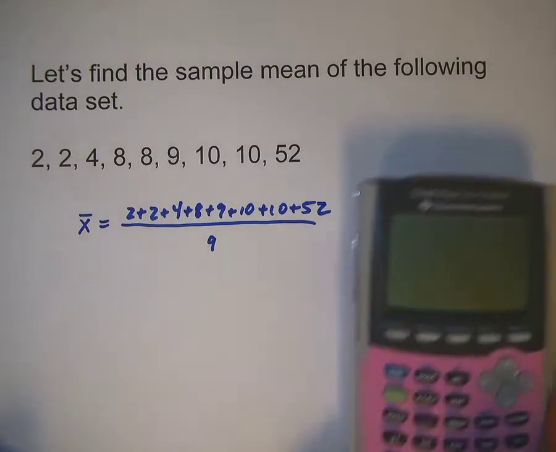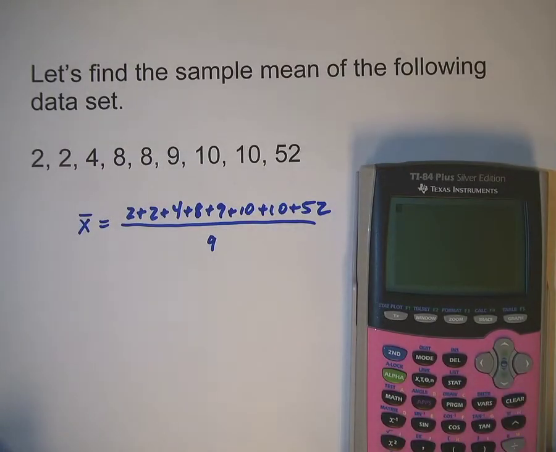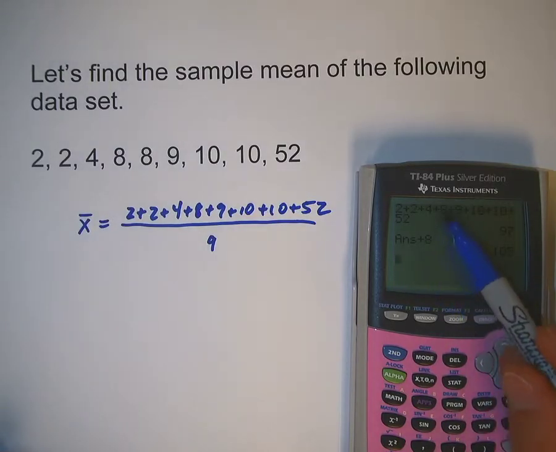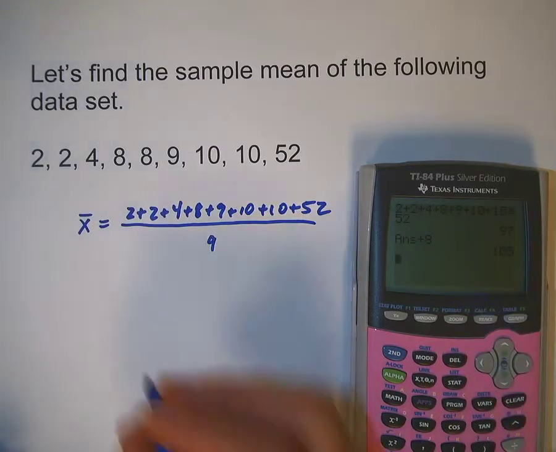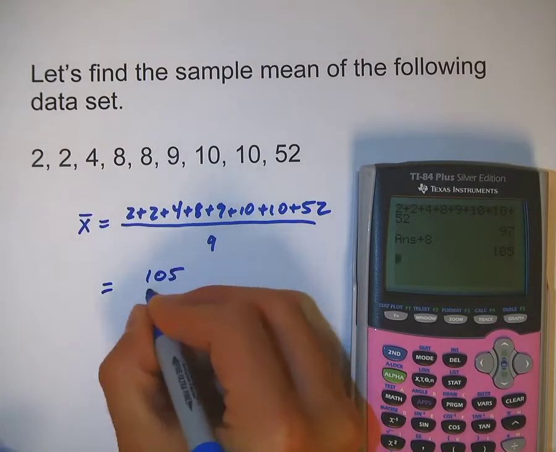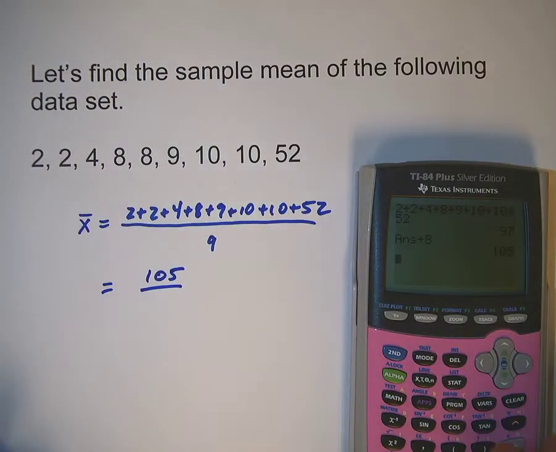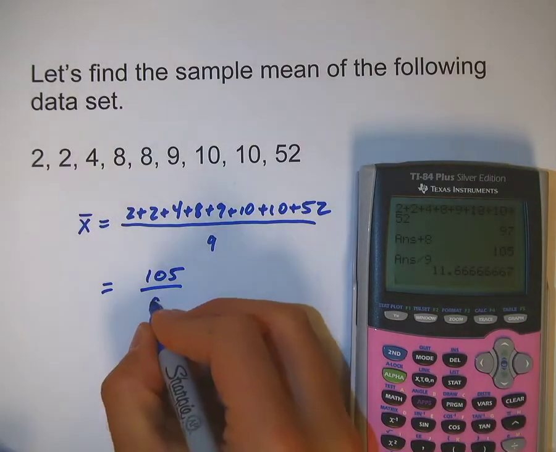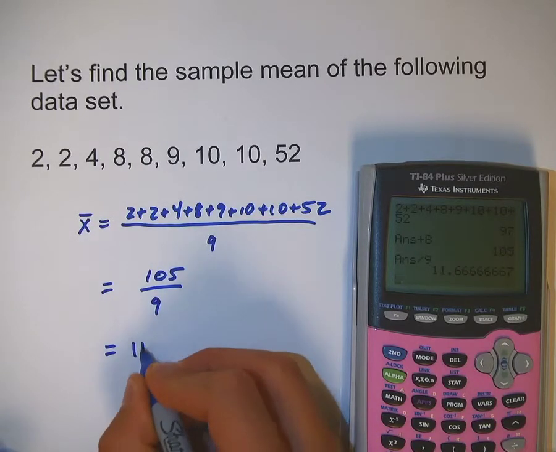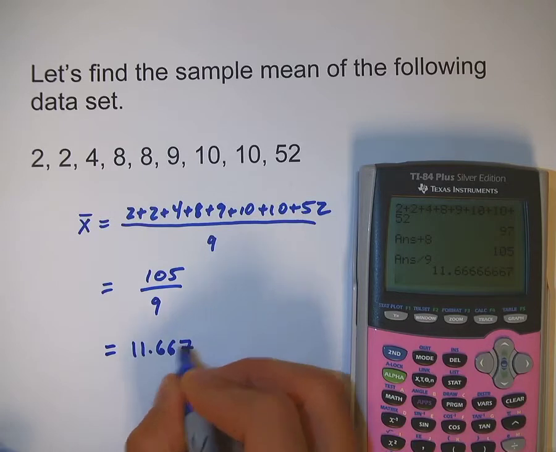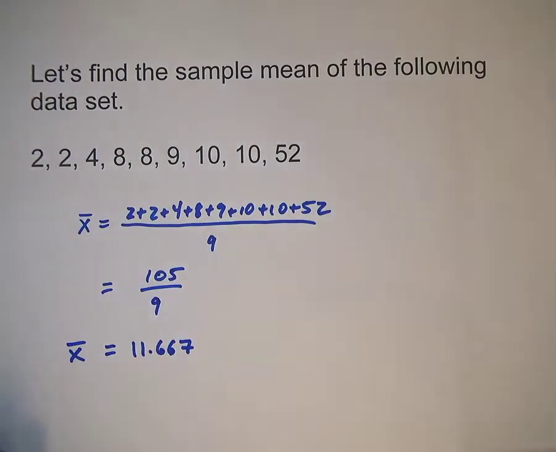All right, so let's go to the calculator to actually do our sum. So 2 plus 2 plus 4 plus 8 plus 9 plus 10 plus 10 plus 52. And it looks like I missed one of my 8s. So my sum there is 105. I had to change that because I only had one 8 there, but the sum there is 105. Okay, and then I'm going to divide that number by 9. So we end up with about 11.667. So that's my sample mean of the data set.